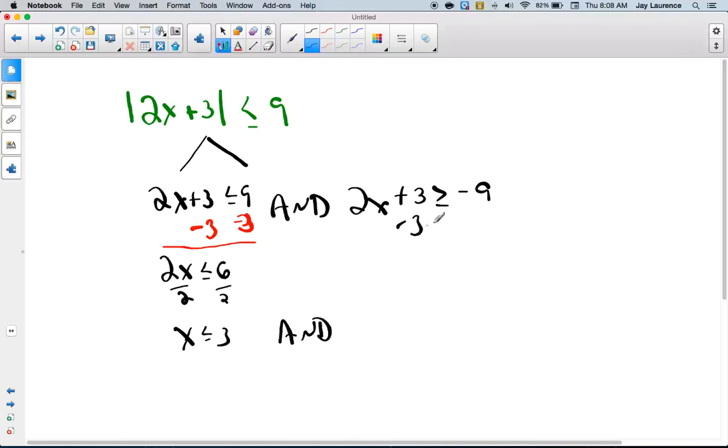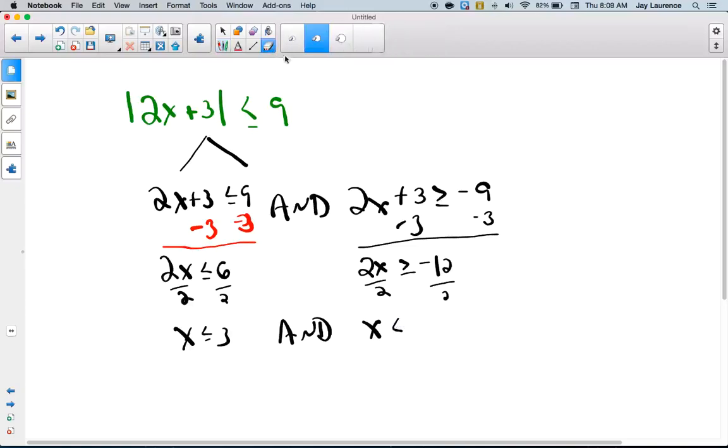So I got to subtract 3 here, and then I'm going to get 2x is greater than or equal to negative 12. Divide by 2, I'm going to get x. The inequality will not flip because I didn't divide by a negative. Dividing into a negative doesn't cause the change. Oops, and I just flipped it. Silly Mr. Lawrence. Good thing I caught that right away. All right, so we're going to make that greater than or equal to negative 6.